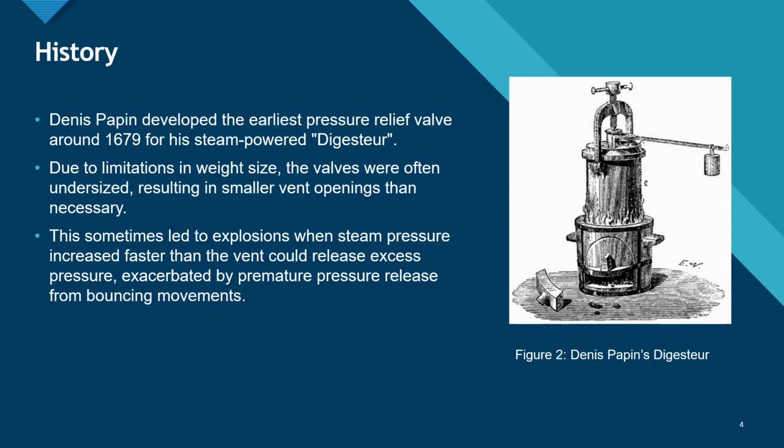So getting into the history of pressure relief devices, Dennis Papin developed the earliest pressure relief valve around 1679 for a steam-powered digester. Due to the limitations in weight size, the valves were often undersized, resulting in smaller vent openings than necessary. This sometimes led to explosions when steam pressure increased faster than the vent could release excess pressure, exacerbated by premature pressure release from bouncing movements.